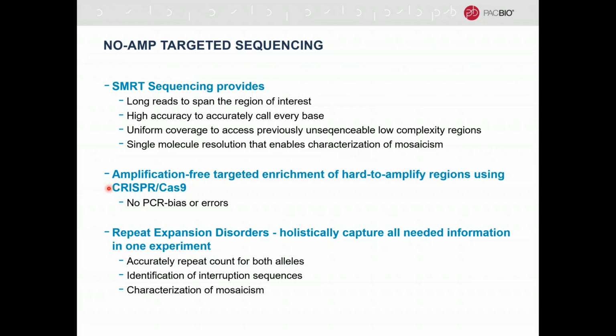This technique in general is amplification free and with no PCR biases or errors. And we have demonstrated this capability in what we believe is a highly relevant area of science, as well as a difficult technical area of sequencing and enrichment, through the demonstration of sequencing and analysis of these repeat expansion disorders. And we believe we can achieve a holistic approach and capture all the information that's needed in just one single experiment by accurately counting the repeats, identifying interruptions, and characterizing mosaicism.